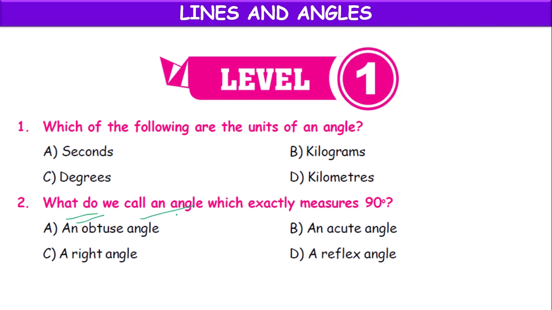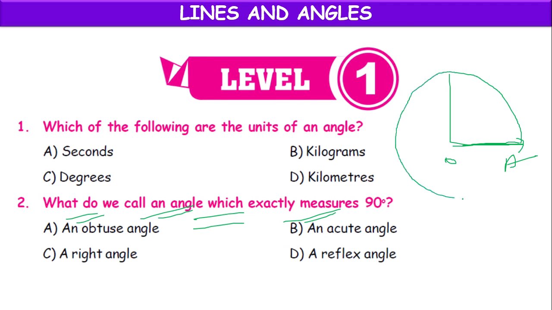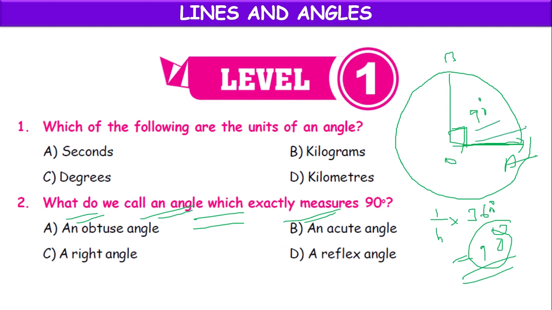So what do we call an angle which exactly measures 90 degrees? If a ray like OA completes 1/4 rotation of a circle, then it is called 90 degrees because it is 1/4 part of the total angle 360 degrees, which is equal to 90 degrees. And the exact measurement of 90 degrees has one special name, that is called a right angle. C option is correct.